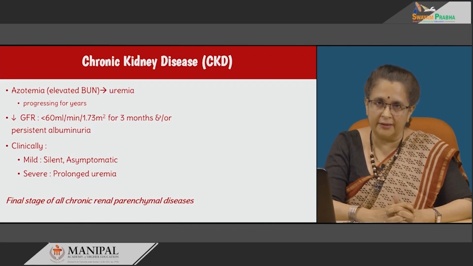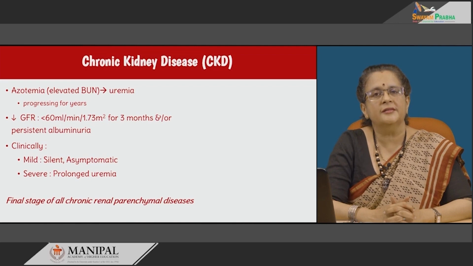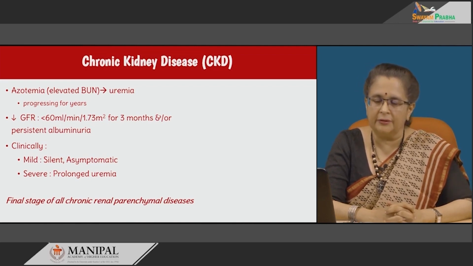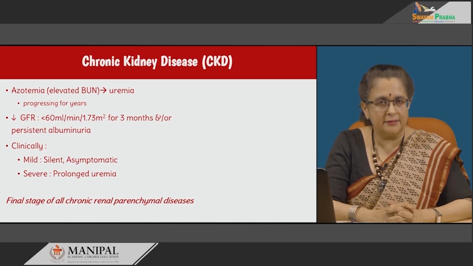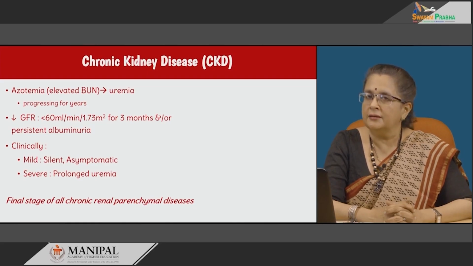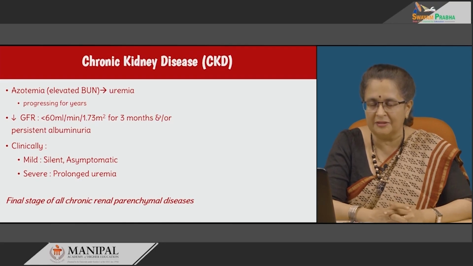glomerular filtration rate which has reduced to less than 60 ml per minute per 1.73 meter square for 3 months and/or persistent albuminuria. Clinically it usually starts as a mild phenomenon, and it progresses to severe chronic kidney disease, and usually it is very silent and asymptomatic.